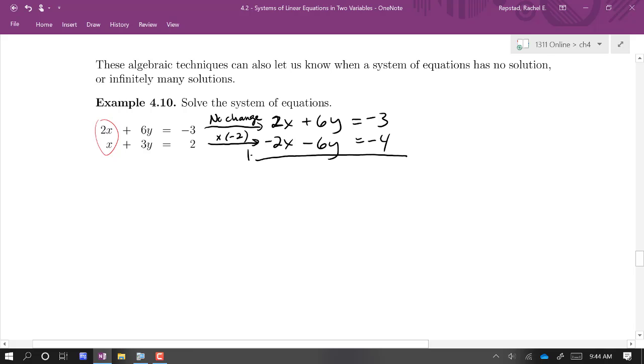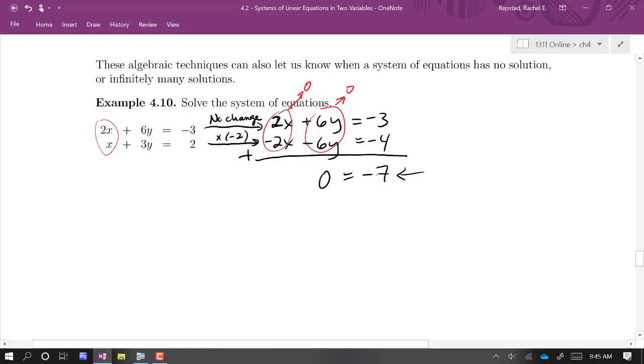Let's add these together. The 2x and the -2x zero out. But look, so do the y's. I've got a 6y and a -6y. So this left side is 0. On the other side, -3 plus -4 is -7. So look what we have: this equation 0 equals -7.